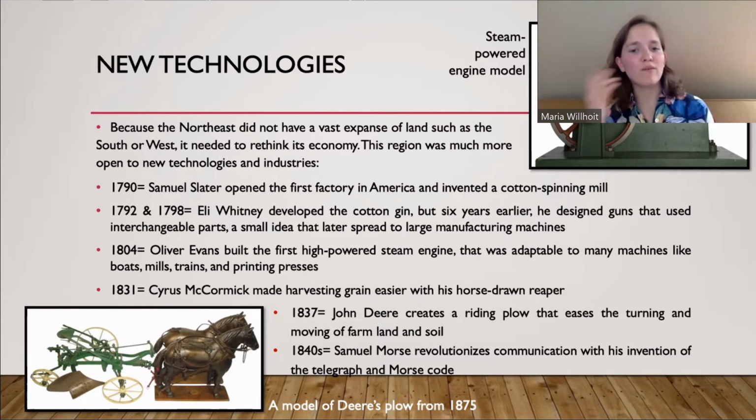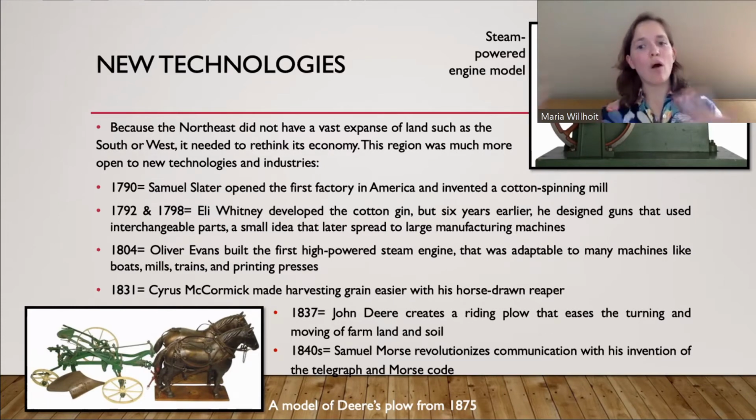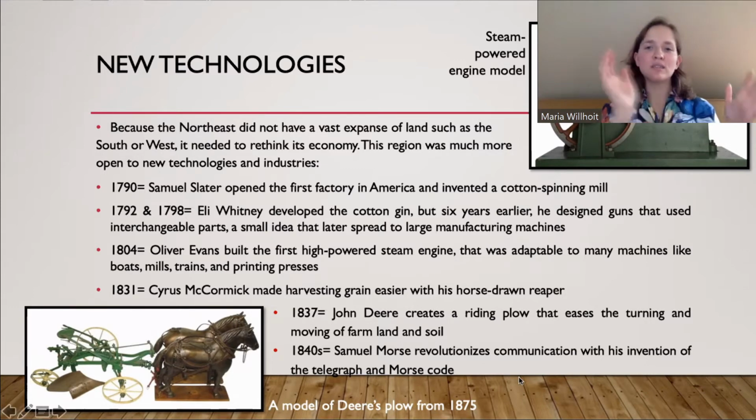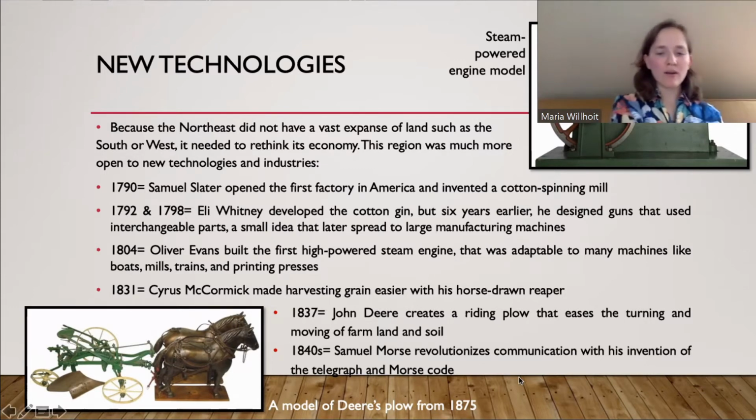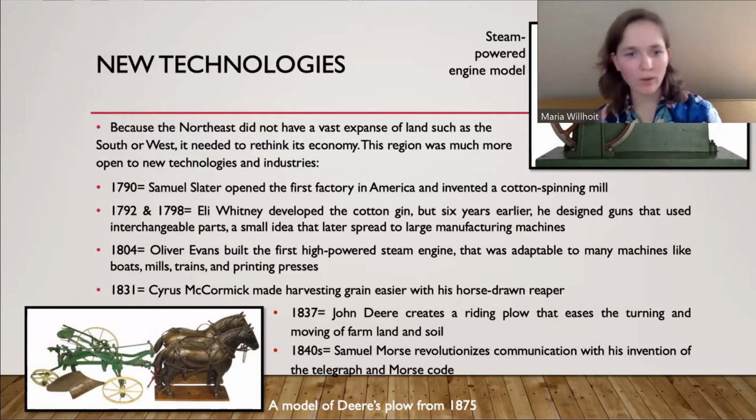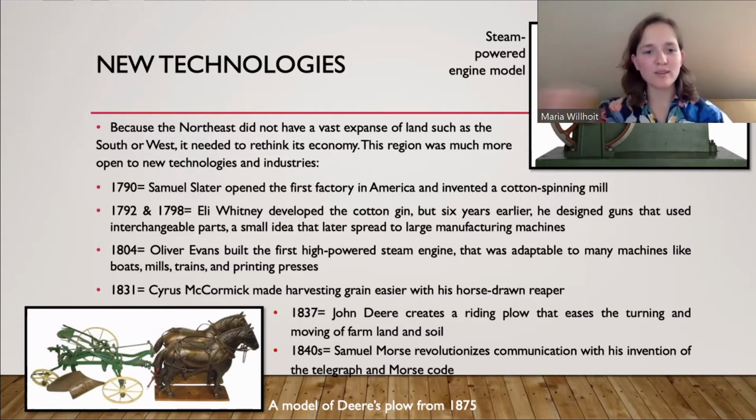Turning and moving farmland and soil to create a new harvest. He makes it much easier by creating a riding plow. And we can see it right here. That's also horse drawn and can be used by one person. So instead of having individuals harvesting grain and moving the soil, you now can go much faster with this technology. So this is big for agriculture.